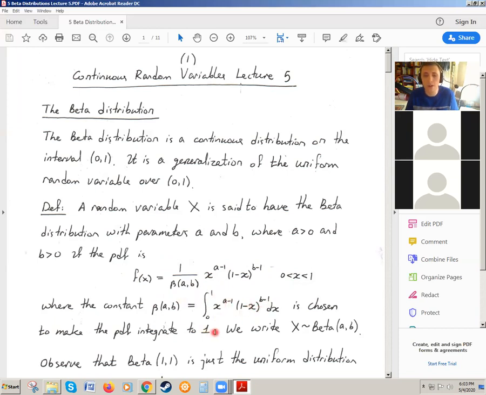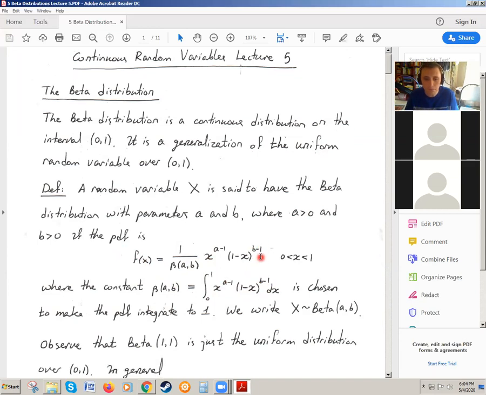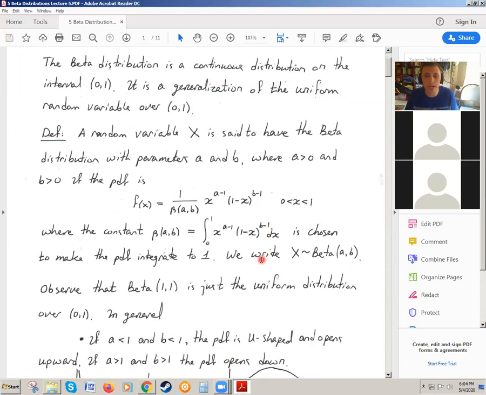Notice, of course, several things about this distribution. Except where a is equal to 1 and b is equal to 1, x and 1 minus x, basically this function f, at 0 it's 0 and at 1 it's 0, for all cases except where a and b are equal to 1. So we will write that x is a beta distribution by writing something like this. It's a beta distribution with parameters a and b.